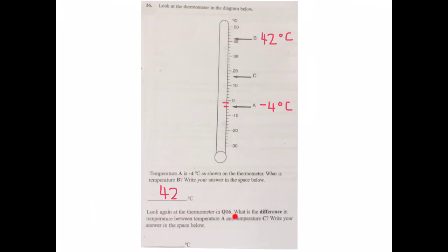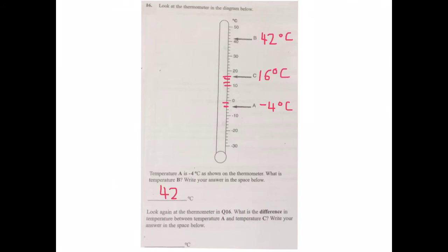Look again at the thermometer in question 16, which is above. What is the difference in temperature between A and temperature C? Well, we've got to work out what temperature C is. Well, we are going up in twos, so we've got 10, 12, 14, 16. So C is 16 degrees.